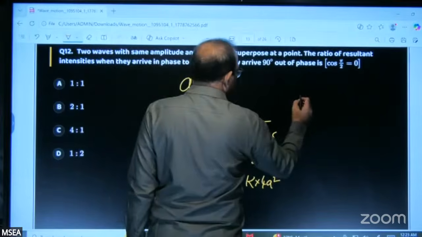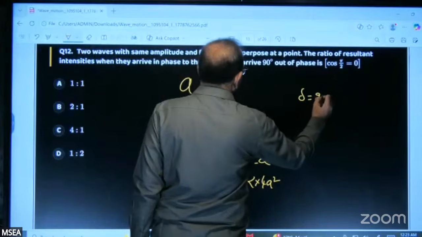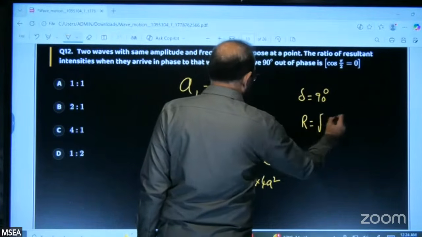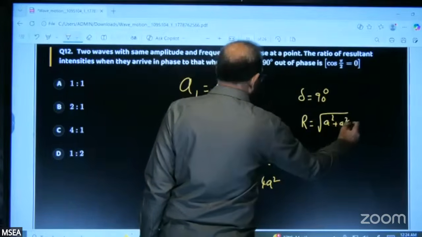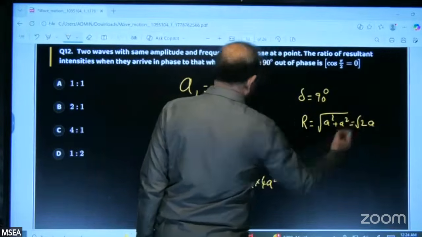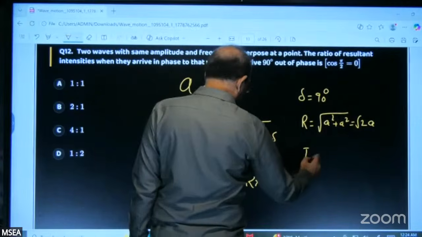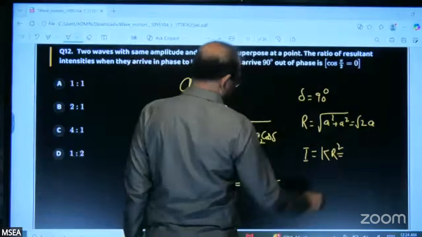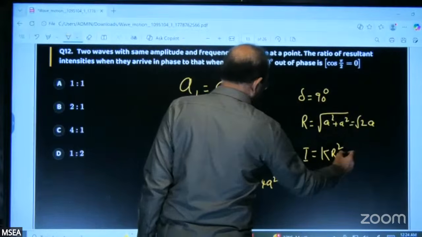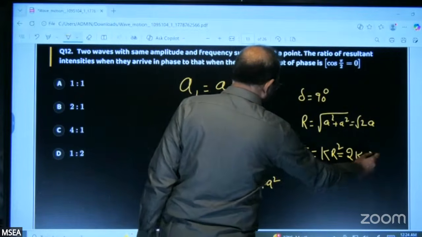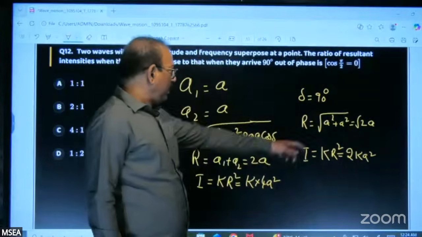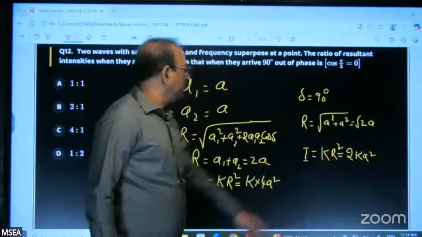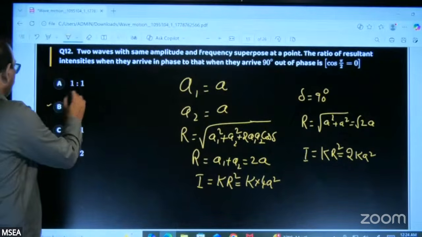If they are at 90 degrees phase, when delta is 90 degrees, then cos 90 is 0. Then how much resultant amplitude will you get? Root of A square plus A square, that is root 2A. Then the resultant intensity is K into resultant amplitude square. Root 2A square means 2KA square. The other was 4KA square. So the ratio is 2 is to 1.